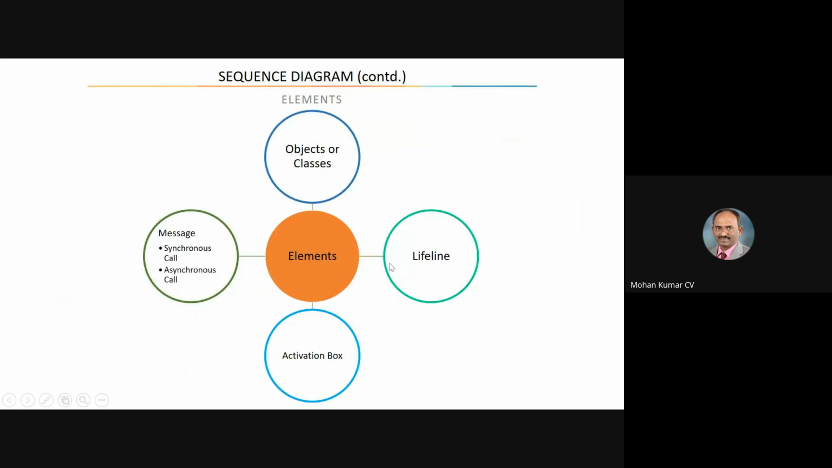What are the elements for this? You have objects or classes, lifeline. These are more technical words. Activation box, synchronous call, asynchronous call. I don't want to dwell more on this.